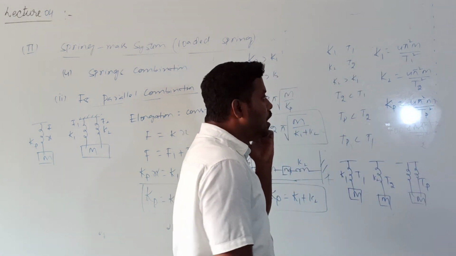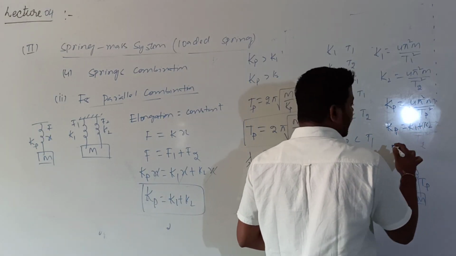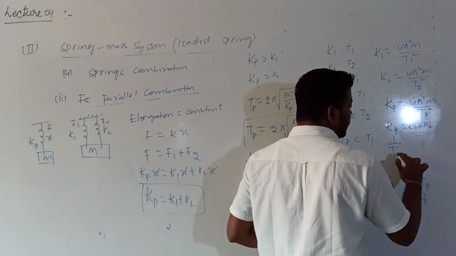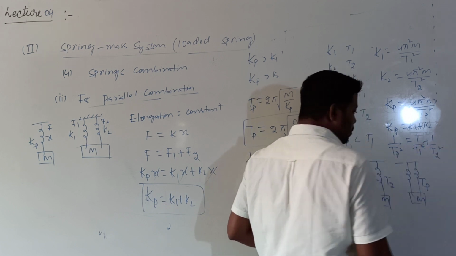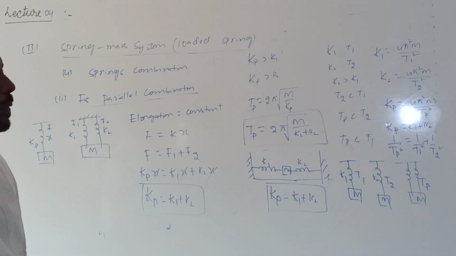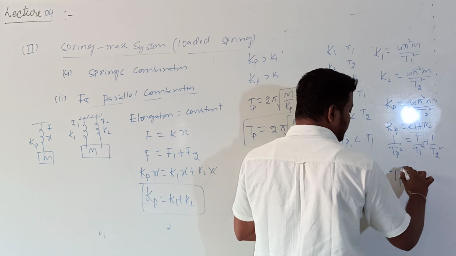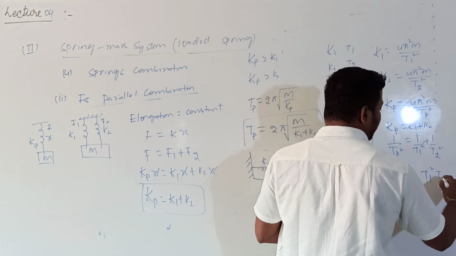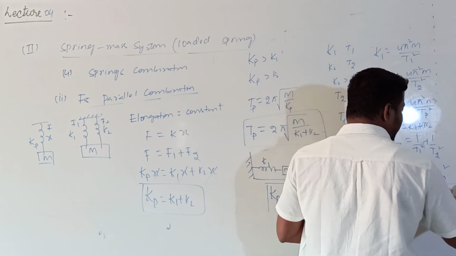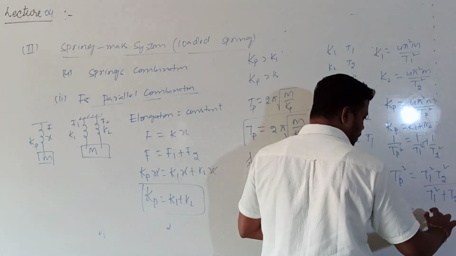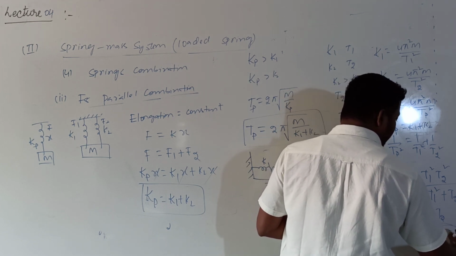Correct? Now, by using the relation Kp equals K1 plus K2, what can I get? 1 by Tp square is equal to 1 by T1 square plus 1 by T2 square. By using this relation, what do I get for Tp square? Tp square is equal to T1 square into T2 square divided by T1 square plus T2 square, which can also be written as Tp equals T1 into T2 divided by root over T1 square plus T2 square.